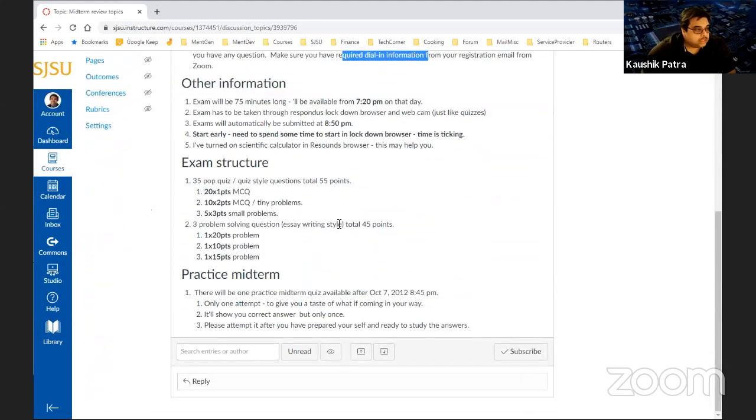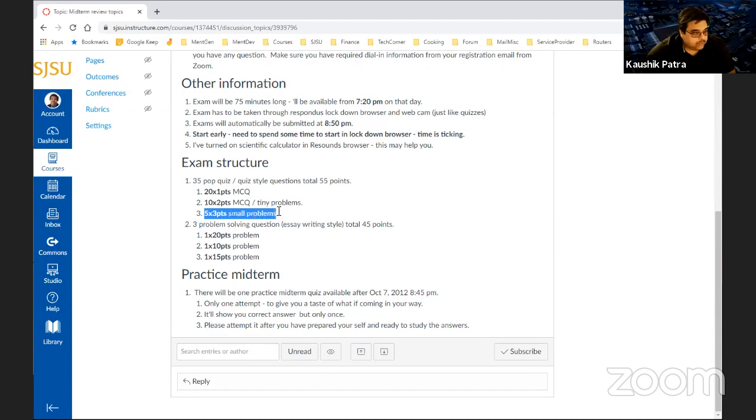Okay, exam wise, there are 35 pop quiz and quiz style questions, total 55 points. There are 21 one-pointer multiple choice style questions, and 22 two-pointers, which are like multiple choice plus a tiny problem, which you can probably do with mental calculation if you actually studied enough and understood the subject enough. Then you should be able to do mental calculation on those problems.